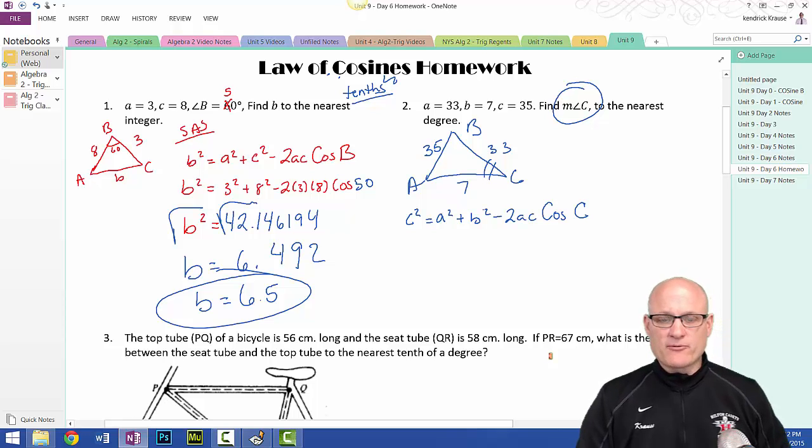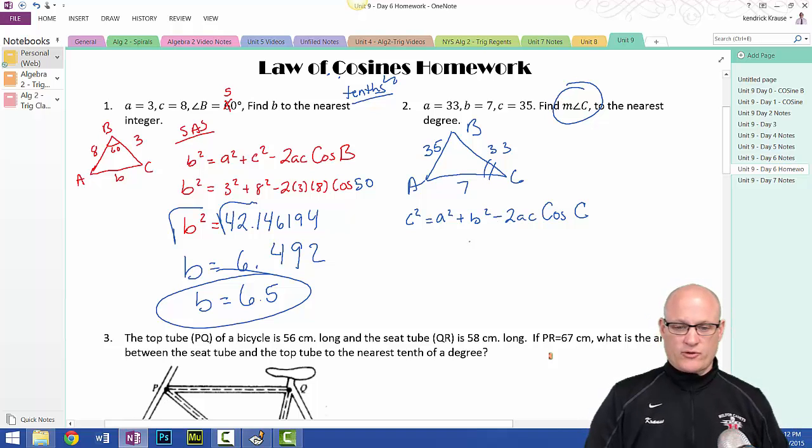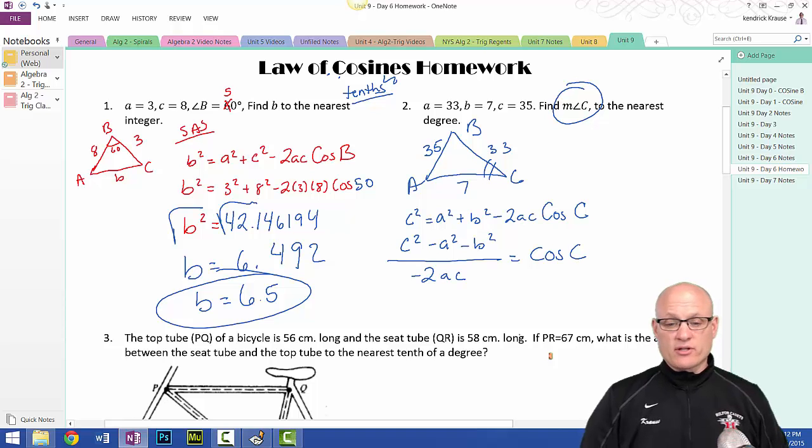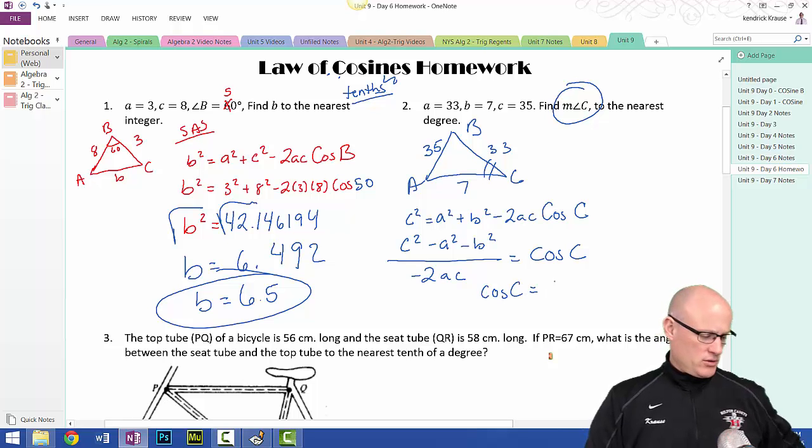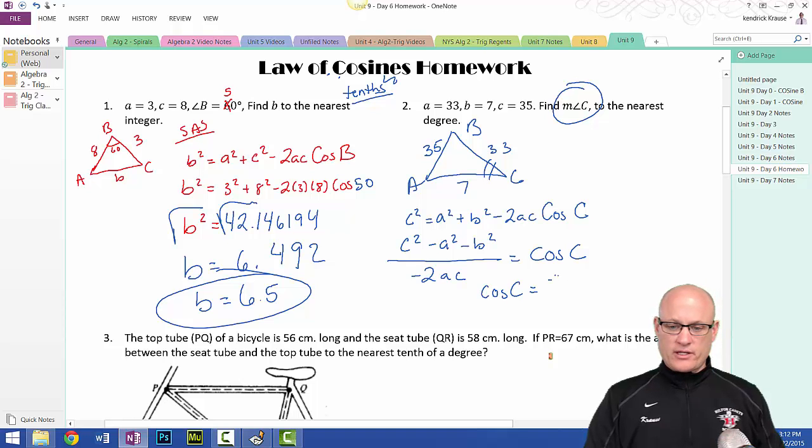But since I'm looking for an angle, I'm going to isolate the cosine c. So I want to get everything over, so I get c squared minus a squared minus b squared all over negative 2ac, and that's equal to cosine of c. In order to save a little bit of time, I'm going to type into my calculator. I get cosine c equals, nope, negative 29 over 154.